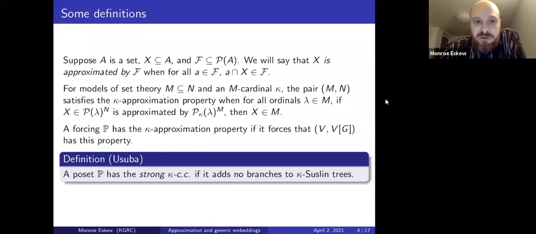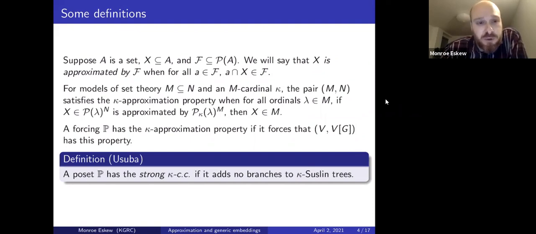Okay, so what is this approximation property? So I'm going to tell you what it is in a slightly non-standard way, because we're going to use the first paragraph there on its own later. So suppose A is a set, and you have X a subset of A, and then you have F a class of subsets of A. And we'll say that X is approximated by F when, for all little a in F, a intersect X is a member of F also. So this is a kind of local instance, and we'll use this later.